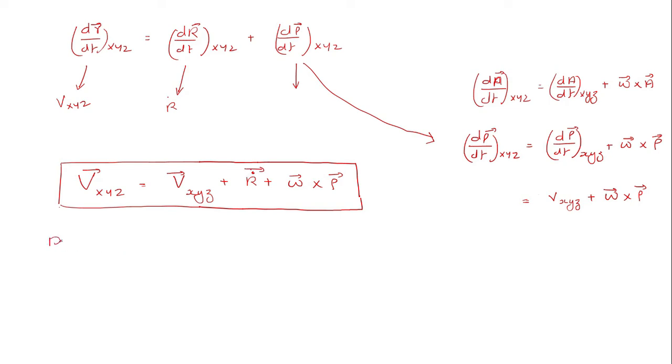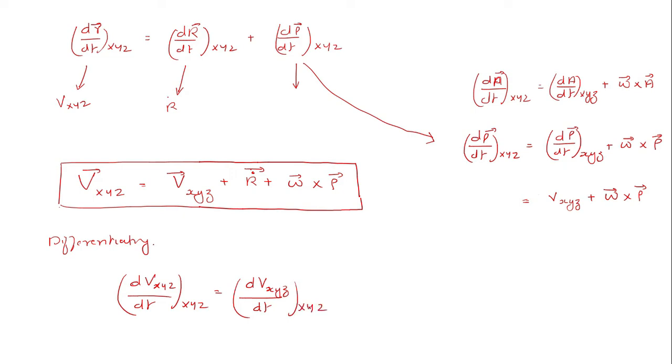Now differentiating this once again, dVxyz with respect to dt relative to the primary frame capital XYZ is equal to dv small xyz with respect to dt relative to capital XYZ plus R double dot plus d by dt of omega vector cross rho vector relative to capital XYZ. Let's look into each of these terms.